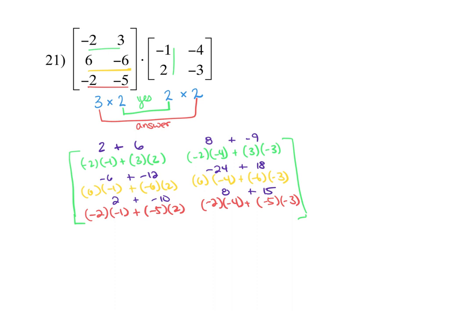And then just write your final answer. Do the additions. 2 and 6 is 8. 8 and negative 9. Negative 6, negative 12. Negative 24, positive 8. 2 and negative 10. 8 and 15. That is my answer.